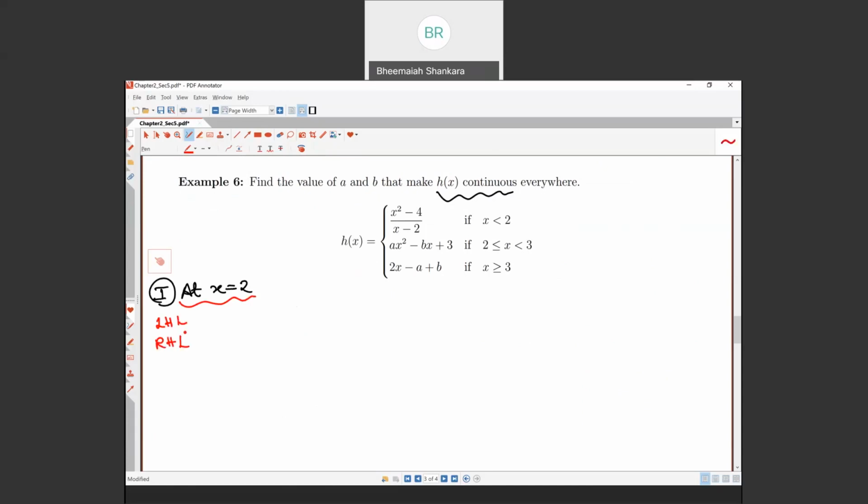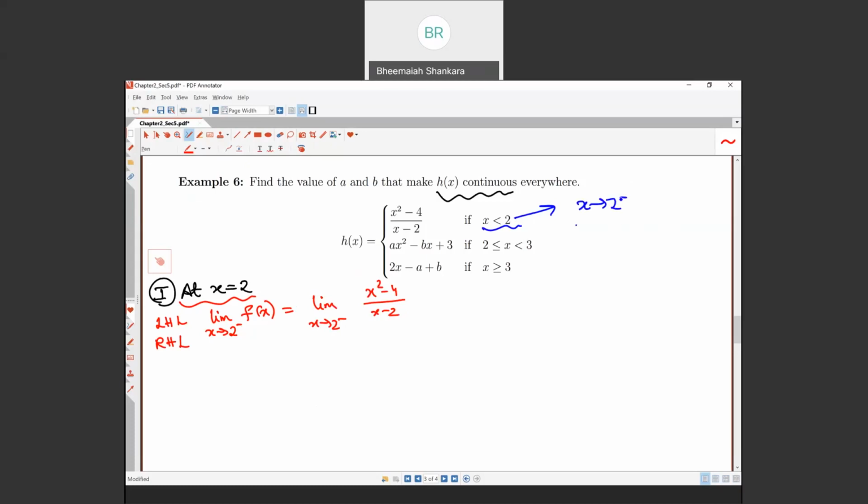The left hand limit definition is x approaching 2 from the left. So we're going to write 2 minus f of x. Again, you read this as all the x values less than 2. So you will write limit x approaching 2 minus of (x square minus 4) divided by (x minus 2). Either you read it as x less than 2 or you read it as x approaching 2 minus.